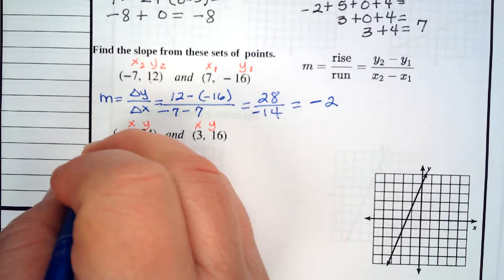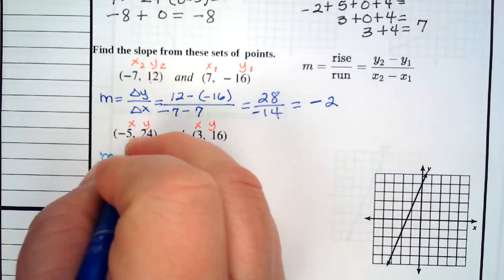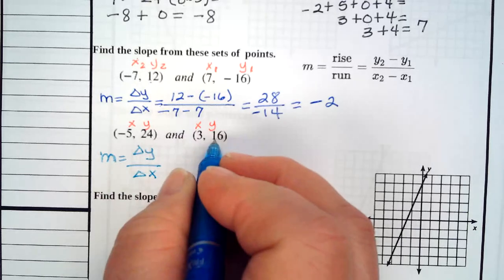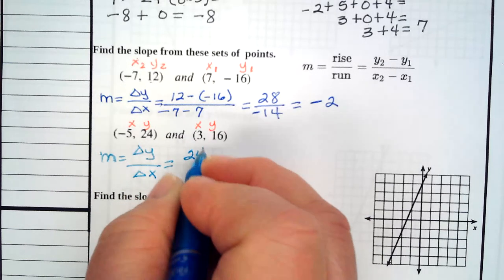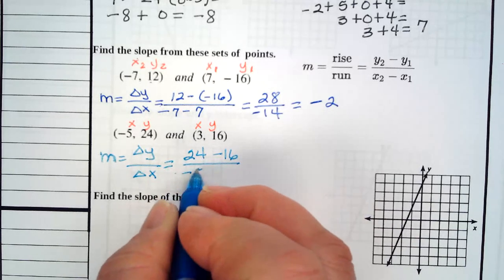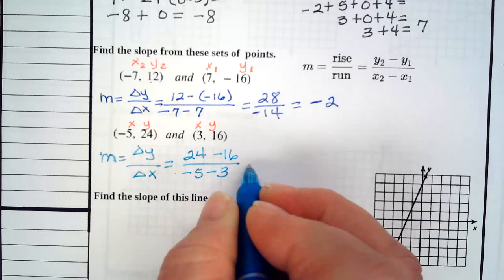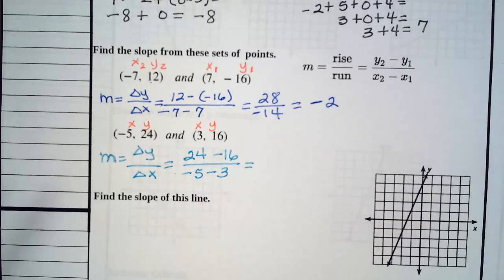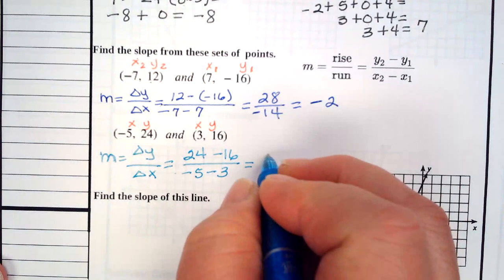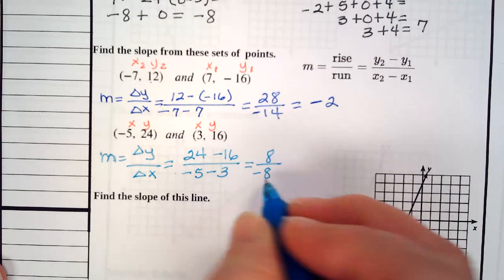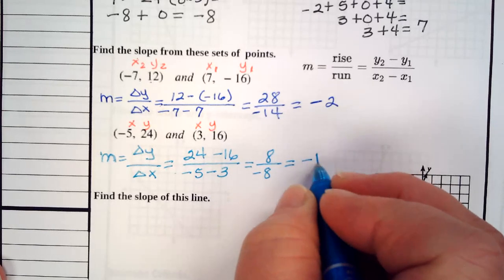My slope, the change in y over the change in x. 24 minus 16 over negative 5 minus 3. Okay, so what is 24 minus 16? That would be 8 over negative 8. Negative 5 minus 3 more is negative 8, which gives me negative 1.